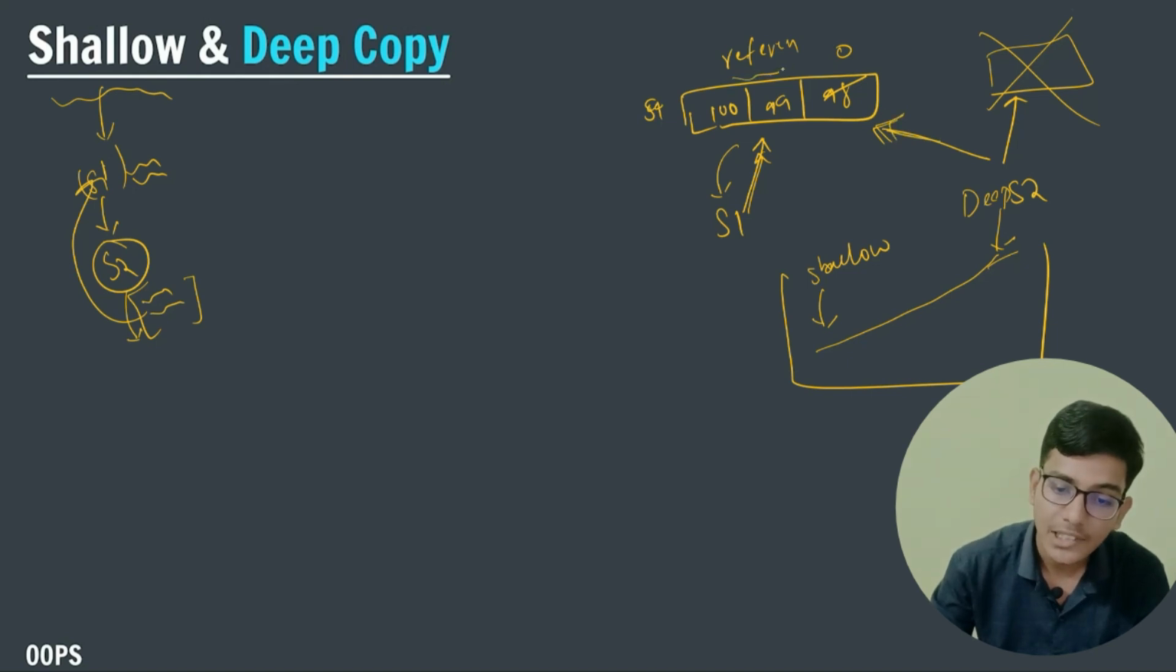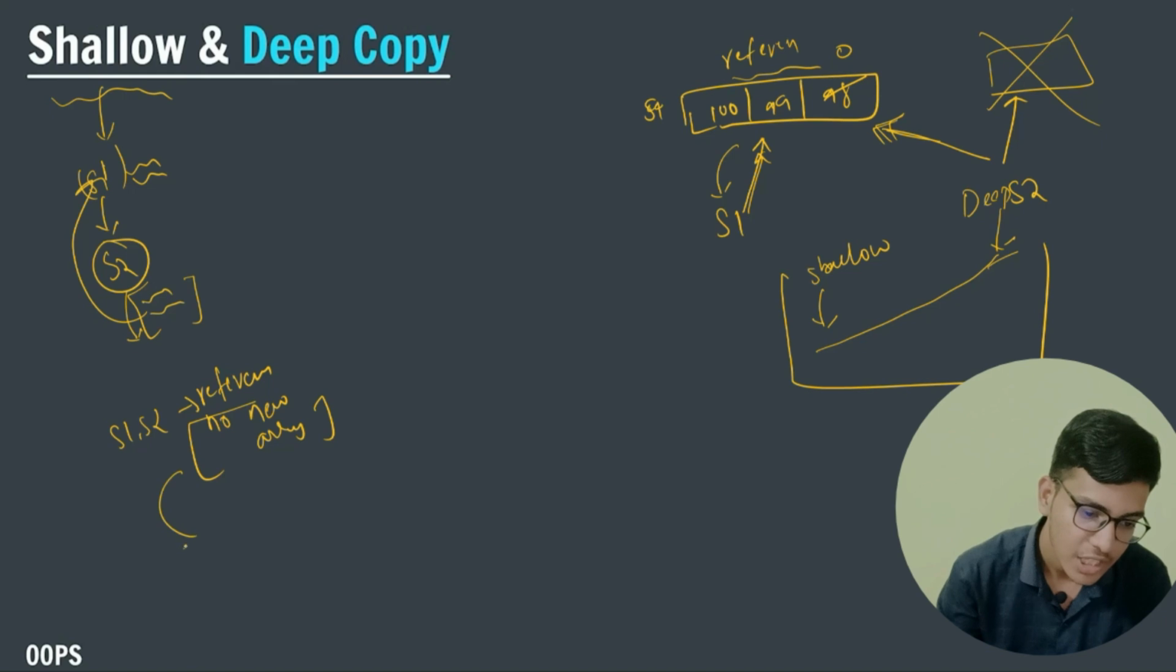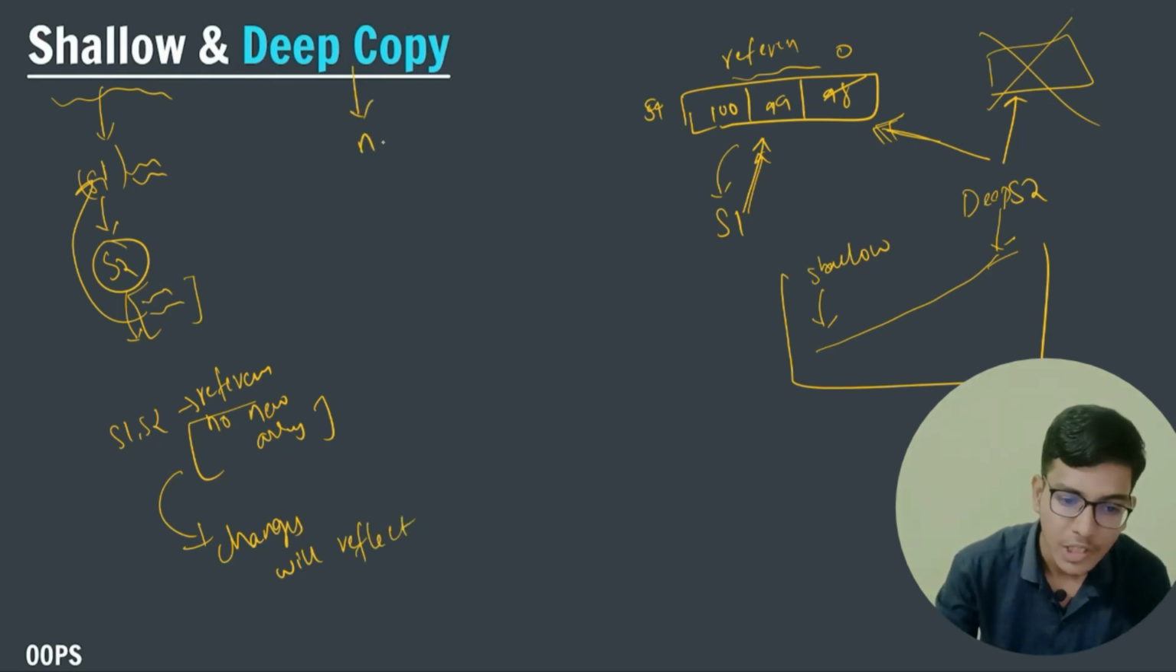That's why this is called a reference. When the references s2 and s1 are the same, that is, no new array is created, then the changes will reflect. Similarly, in deep copy, we create a new array.